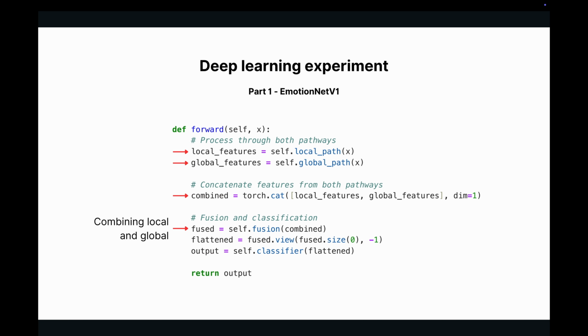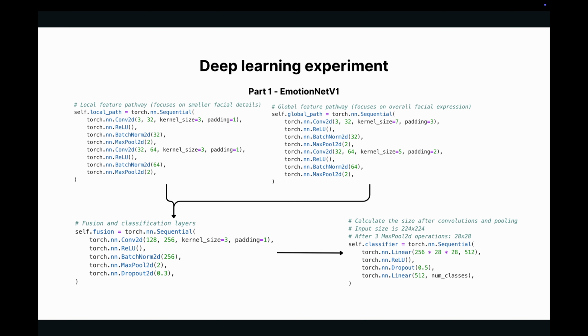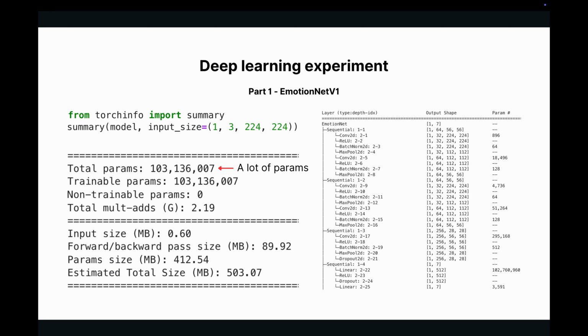Let's start with EmotionNet. EmotionNet combines local and global features into a layer, which is then flattened and fed to a classifier which makes a prediction. Using OOP in PyTorch, the model is easy to understand. Local feature pathway has smaller kernels to focus on detailed information, while global looks at the overall expression. We get a simple model with many parameters.